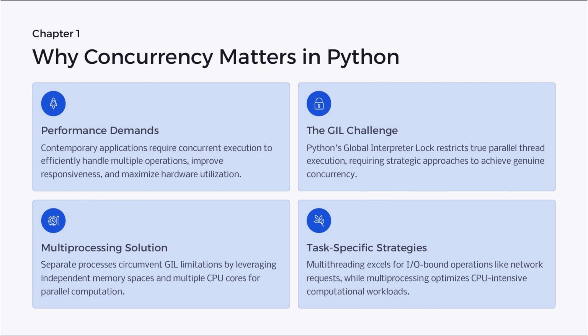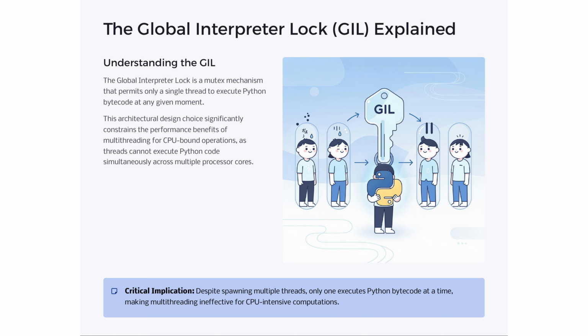The global interpreter lock, GIL, is a mutex that allows only one thread to execute Python bytecode at a time. This limits multithreading's effectiveness for CPU-bound tasks, as threads can't run Python code concurrently on multiple cores. Despite multiple threads, only one executes at a time, hindering performance in CPU-intensive operations.